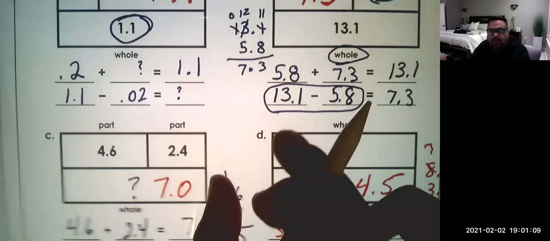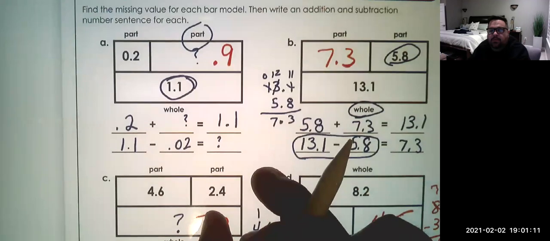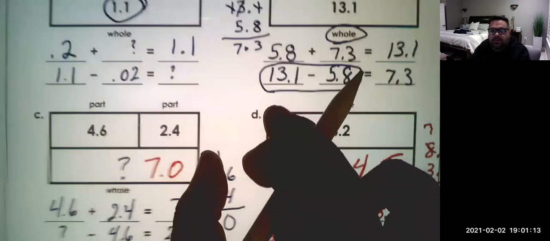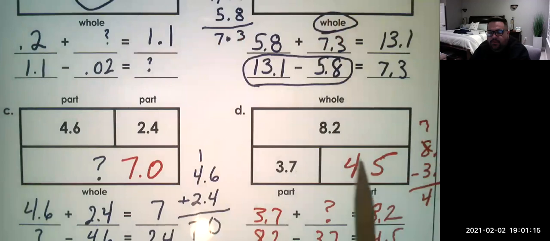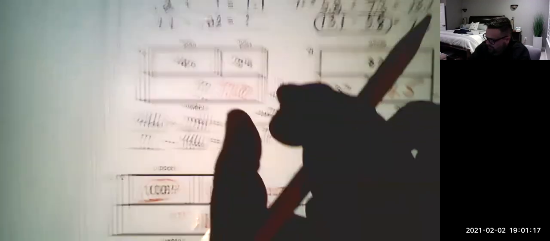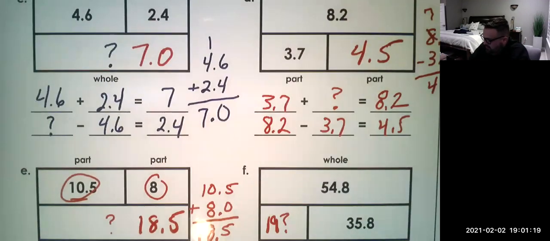So to recap, you're going to put 0.9 for A. B, you're going to put 7.3. C, you're going to put 7.0. D, you're going to put 4.5. E, you're going to put 18.5. And F, you're going to put 19.